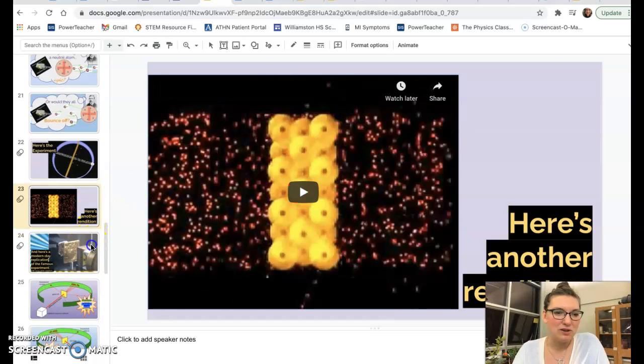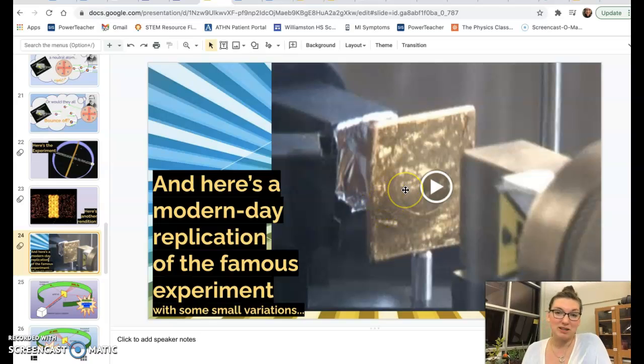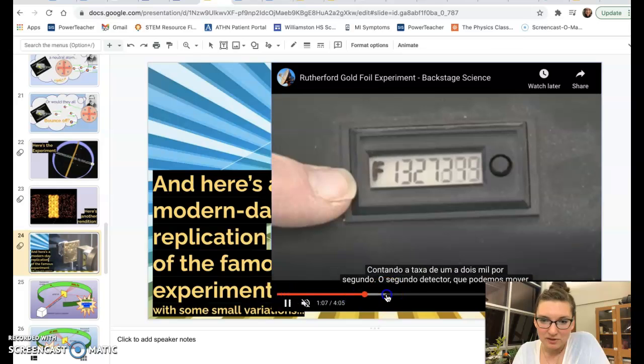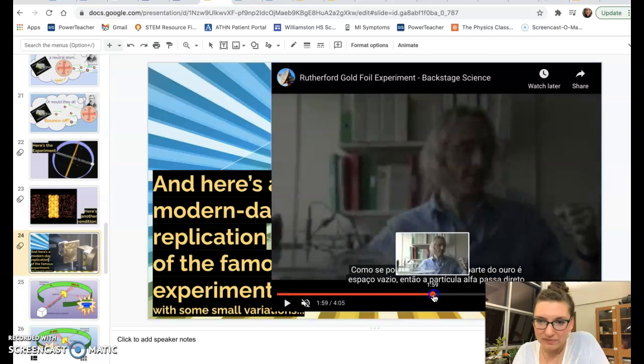Okay? So if you would like to, you can check out this modern day replication of this famous experiment, which was done by a modern physicist. And a few things are different here. One of them is that instead of having a fluorescent screen all the way around, this physicist just has a sensor, and it makes a bell ring every time one of the particles hits that. So it only makes the bell ring when it hits right here on this sensor. But you can still hear how often it hits there. Maybe we'll see just a little bit of this. Oh, it's got Spanish subtitles. Cool.